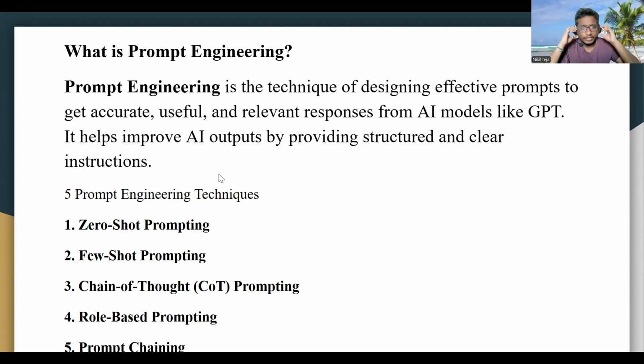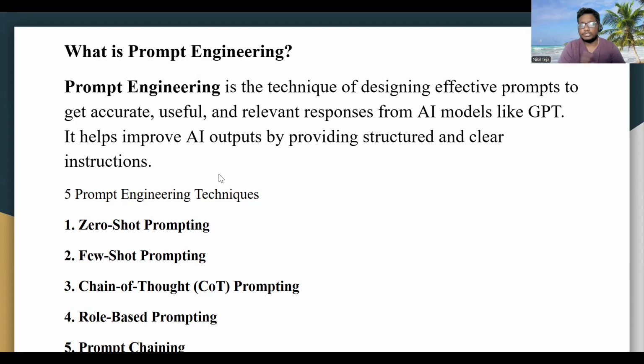There are five types of prompt engineering techniques: zero shot prompting, few shot prompting, chain of thought prompting, role based prompting, and prompt chaining. Apart from these, there are also other prompting techniques like style based prompting, bias prompting, self refined prompting, and many more. But I find these five are the standard ones that everyone uses, so I have selected only these five types to explain in this video.